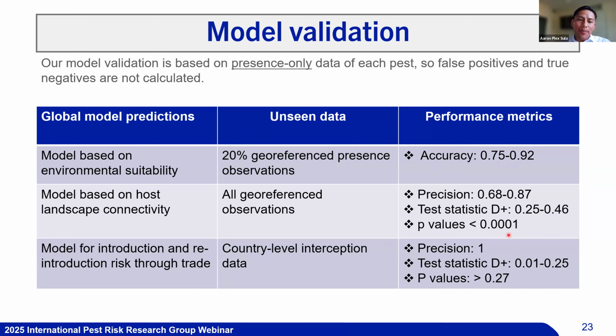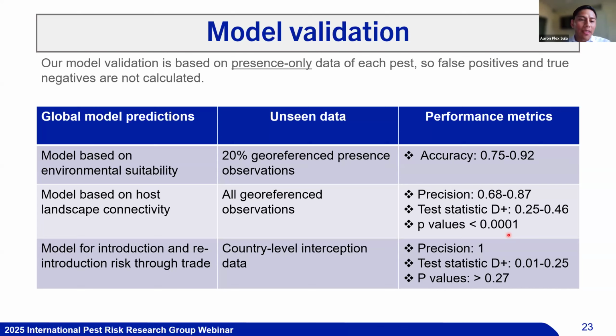In the case of host landscape connectivity, we use all our reference observations because that information was not directly included in the models. And in general, between 68% to 87% of those locations where the pathogen is present, our model suggested that those locations were important. And in a Kolmogorov test, we were able to understand that those locations where the pathogen is present usually tend to have a high host landscape connectivity compared to those locations where the pathogen has not been reported.